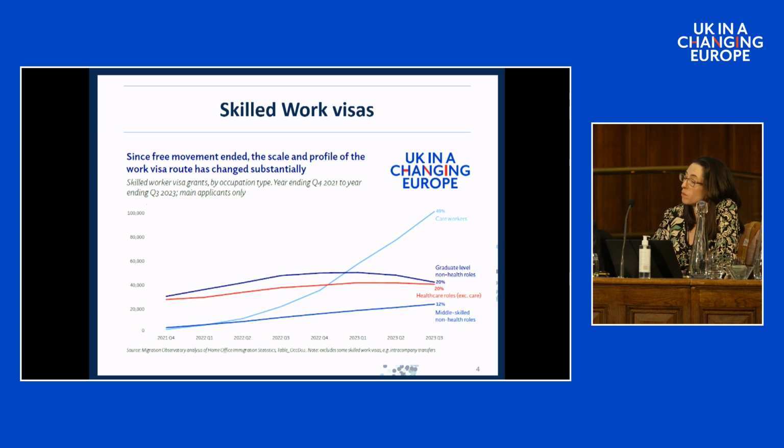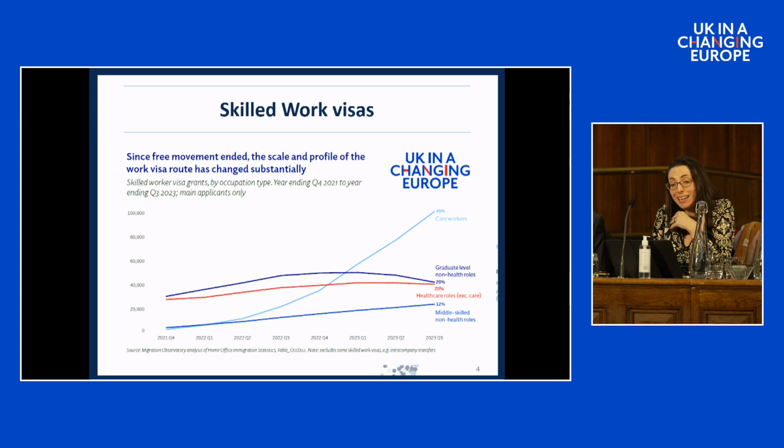So this is the number of people sponsored for skilled work visas, which is the main work visa that people come onto from outside of the UK. And the numbers of care workers are really dominating the whole system. As you can see, that's the light blue line. So by the year ending September 2023, around half of all skilled work visas were going to care workers. Now we've had these new salary thresholds which have been announced and are going to be coming in April.